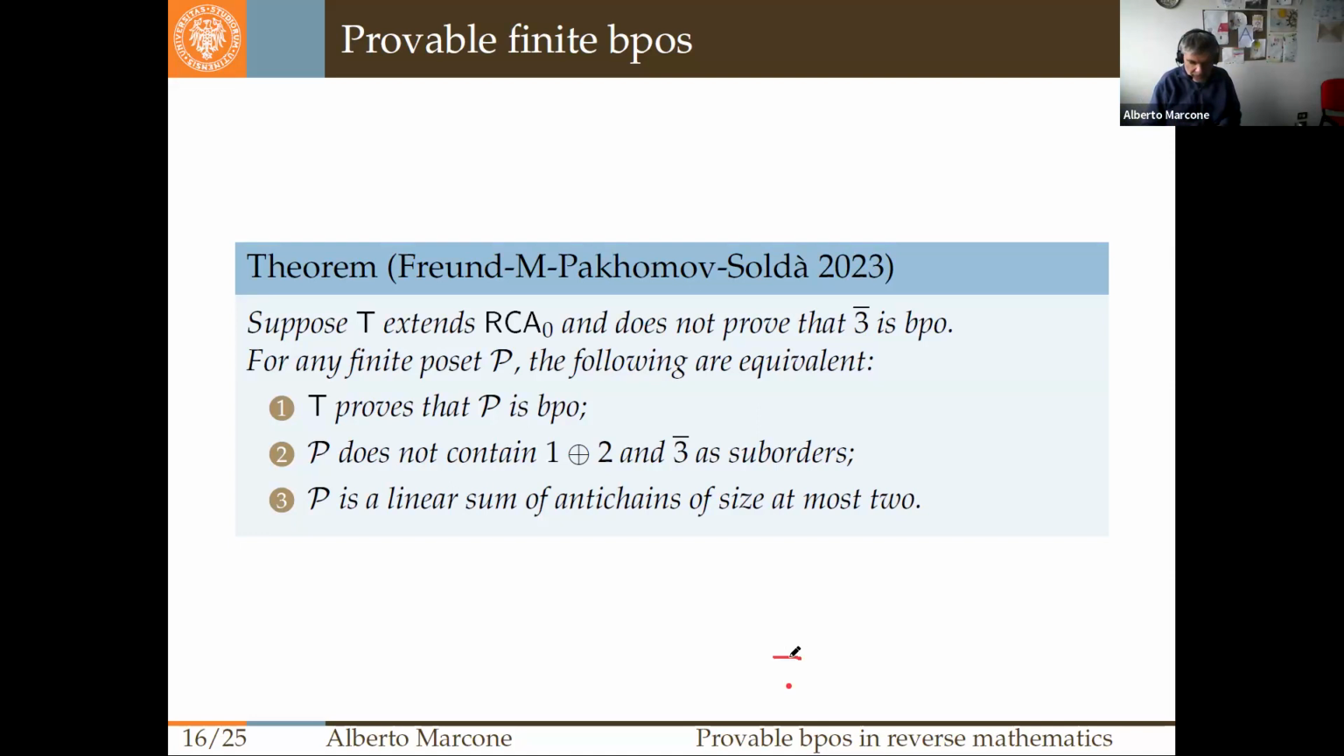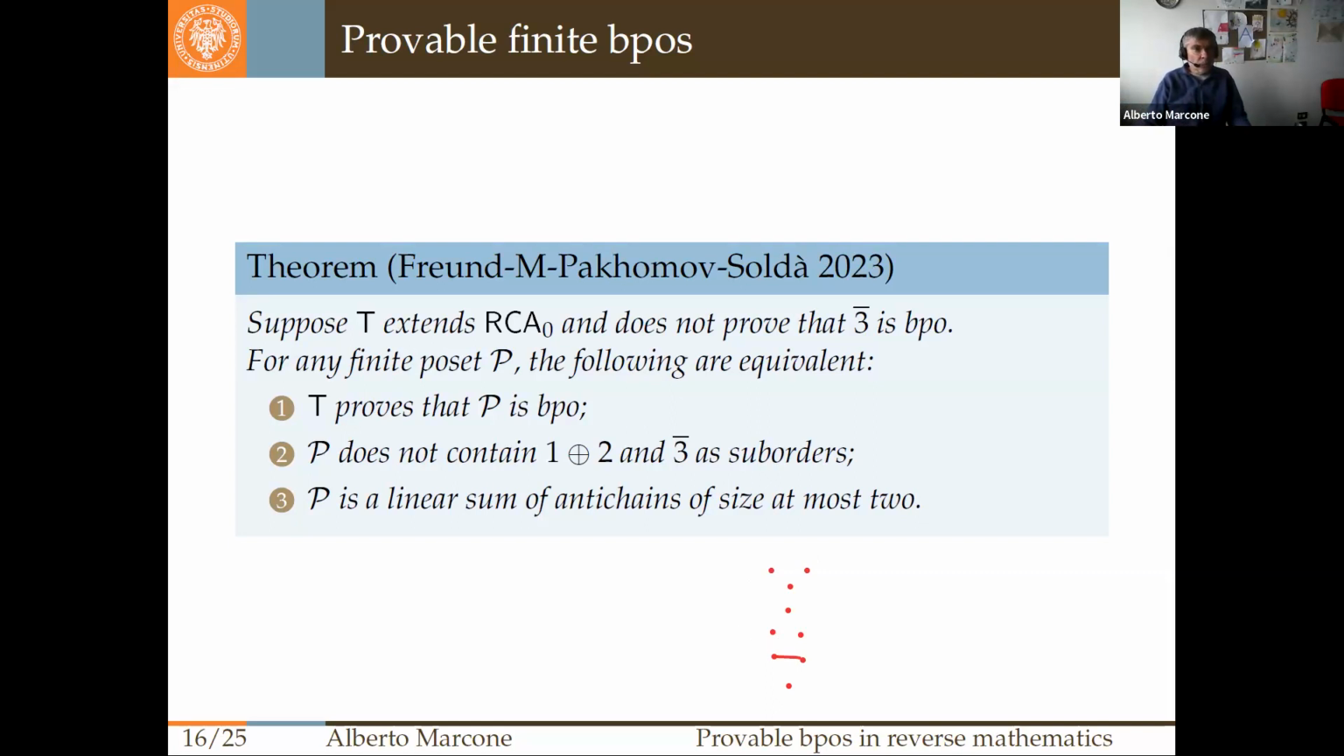So 1, then maybe here there are 2 elements which are incomparable. Here there are again 2 elements. Here there is 1, 1, 2. So this one, for example, will be something that actually is a well partial order, even in a theory such as RCA naught plus one that does not prove that 3 bar is a BPO and nothing more. Because anything which is not of this form, if it's finite, will contain either a copy of 1 plus 2 or a copy of 3 bar, and we know that these theories cannot prove that those are better partial orders. Obviously, we are using the fact that a suborder of a better partial order is a better partial order. This is about finite better partial orders.